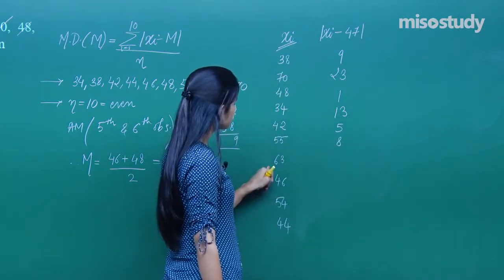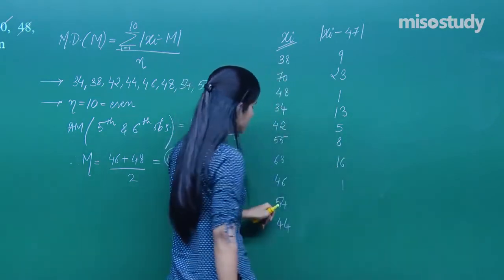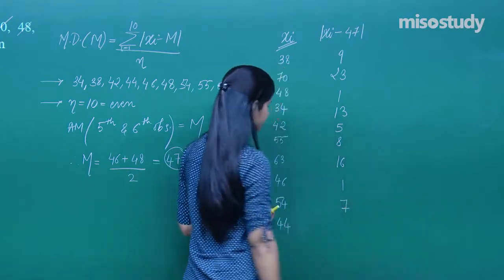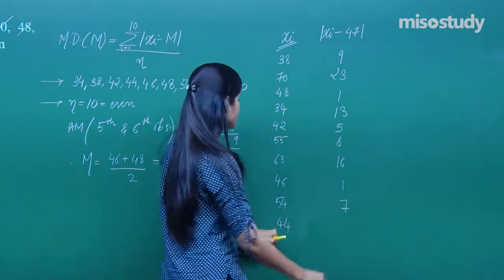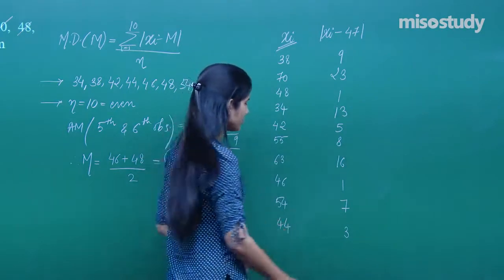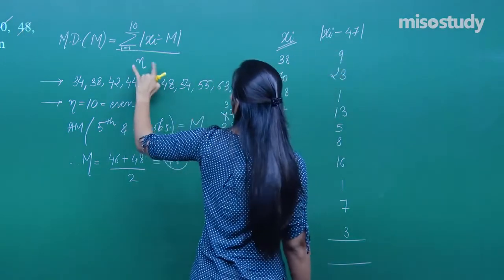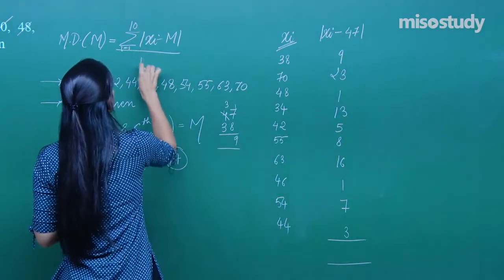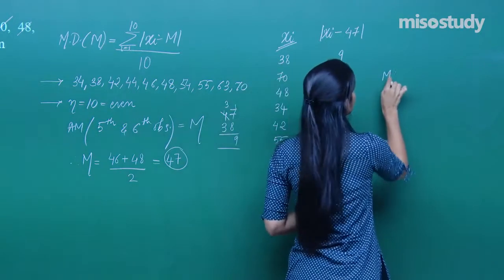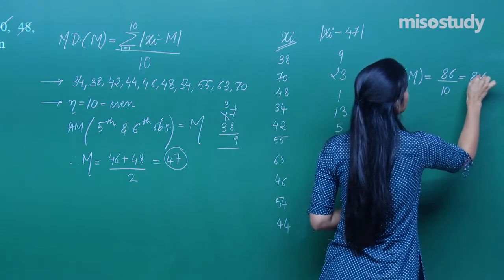Then 63 minus 47 gives you 16, 46 minus 47, 1, 54 minus 47 gives you 7, and then 44 minus 47 gives you 3. When you evaluate the sum, I would be dividing it by the total number of observations, which is 10. This sum comes out to be 86, and therefore your mean deviation about median is nothing but 86 upon 10, that is 8.6.